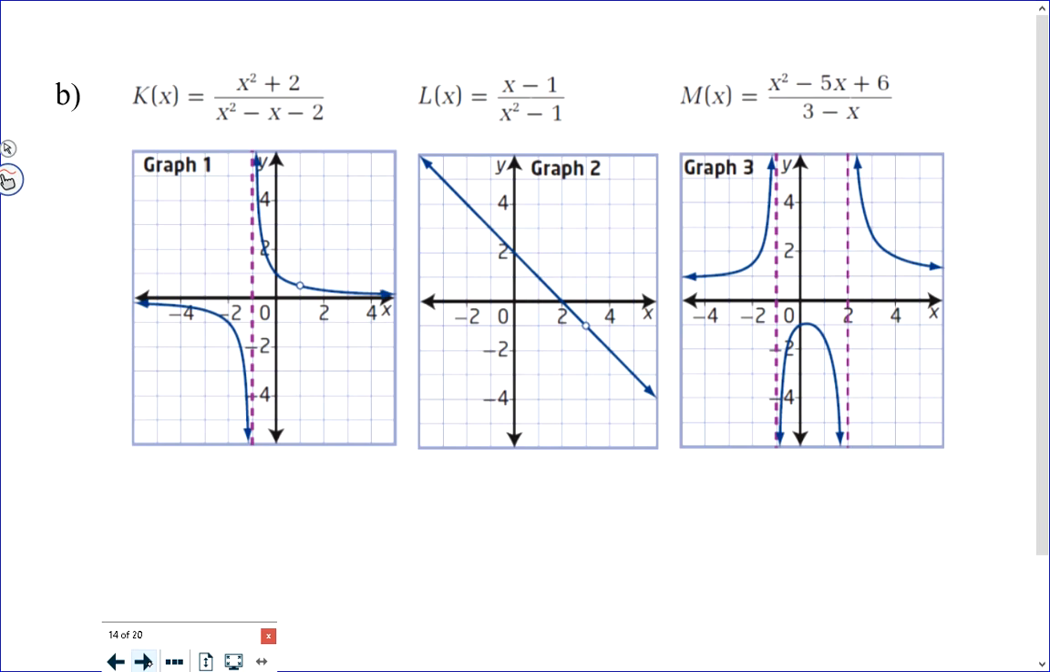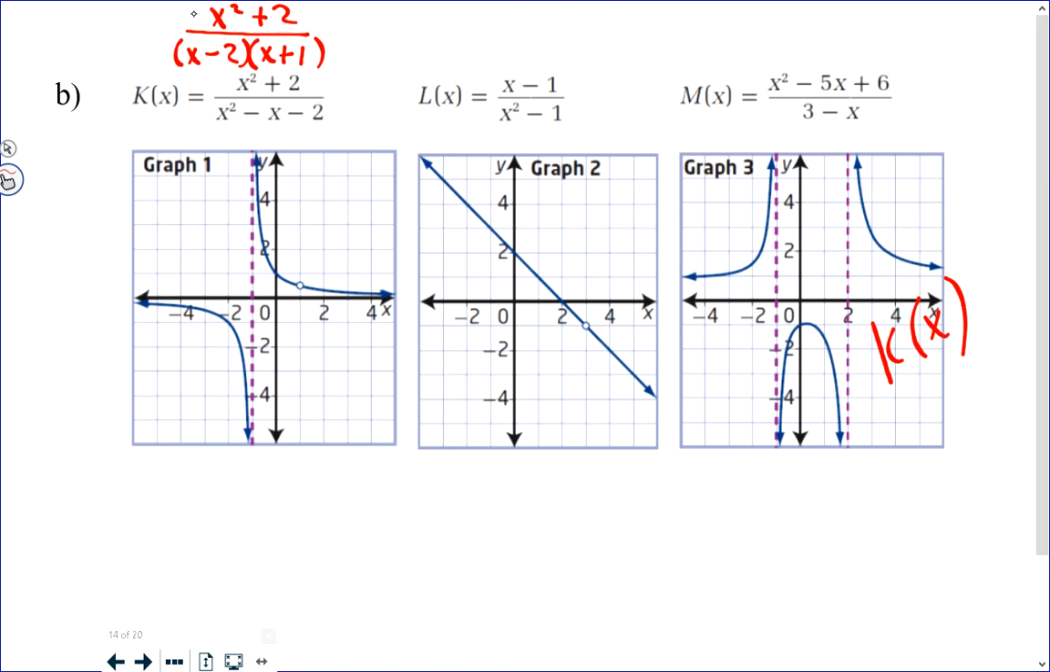Let's try this again. You always want to factor things completely. The top of k of x does not factor, but the bottom factors into x minus 2, x plus 1. Well, let's just find that graph right now. K of x has 2 non-permissible values and neither one of them cancel, which means it's going to have 2 asymptotes. We don't even need to go further to know that this is k of x.